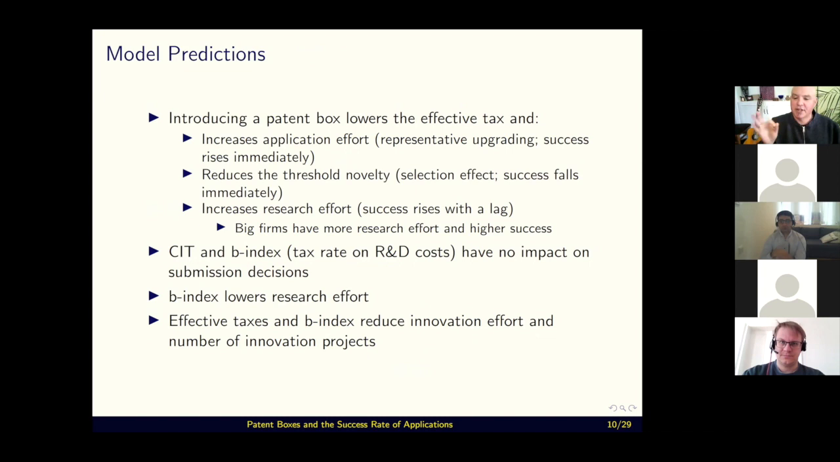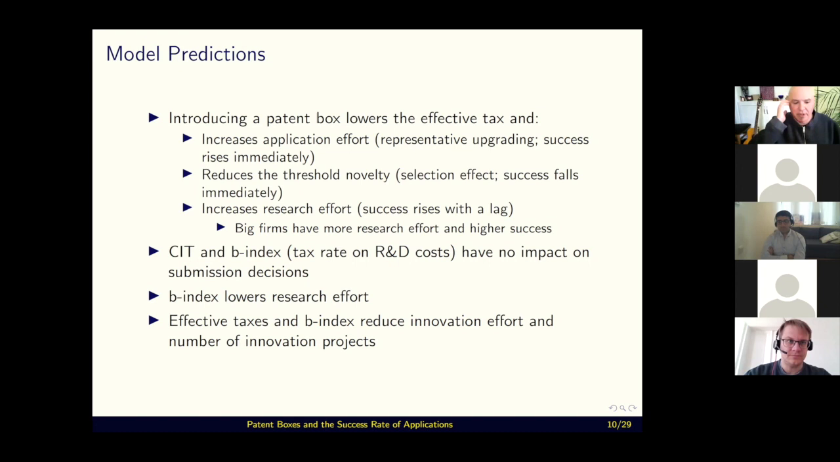Now, the corporate income tax rate and the B index don't have an impact on the submission decisions once you have novelty in place, but the B index, which again is the opposite of subsidies, tends to change research effort. So if you make it cheaper to do R&D, you're gonna do more R&D, that might increase the probability of getting a patent through as well.